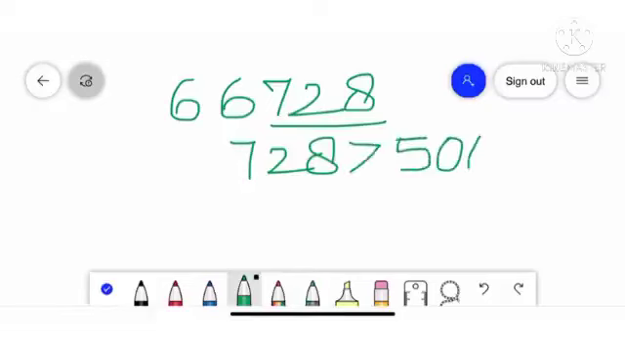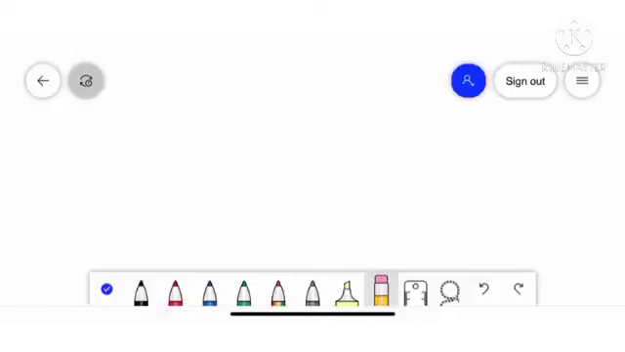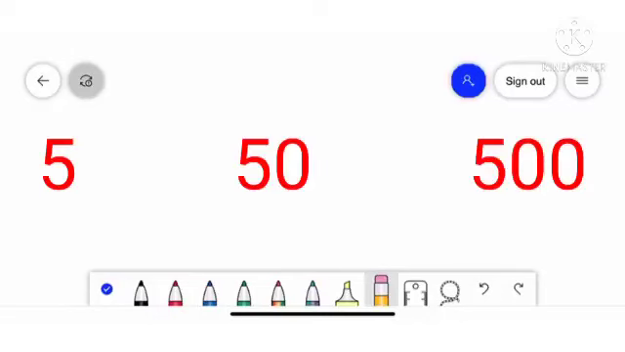So what are we going to do? We are going to increase the value of 1000 by 1. That is, we are going to add 6 plus 1, that is 7, and the digits we are comparing are going to be replaced by zeros. So 66,728 is rounded off to 67,000. Understood?